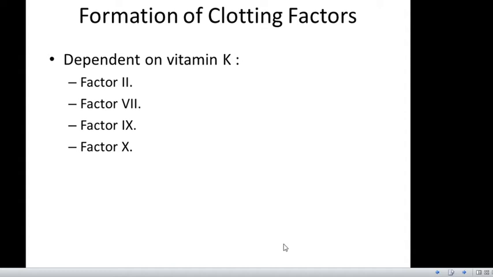Similarly, if the liver is diseased, it cannot make these factors at a normal rate and will lead to bleeding tendency. In this case, even the administration of vitamin K will fail to exert a beneficial effect. Other factors synthesized in the liver but independent of vitamin K are fibrinogen, factor V, and factor 13.